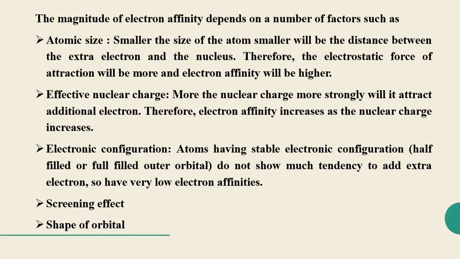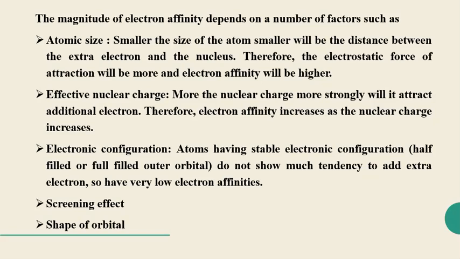In case of atomic size, if the size of the atom is smaller, then the distance between the extra electron, which is added from outside, and the nucleus of the atom is less. Therefore, the electrostatic force of attraction between that extra electron and the nucleus will be more. That's why if the atomic size is small, the electron affinity will be higher. In case of effective nuclear charge, the more the nuclear charge, the more strongly it will attract the additional electron. Therefore, the electron affinity increases with increase in effective nuclear charge.